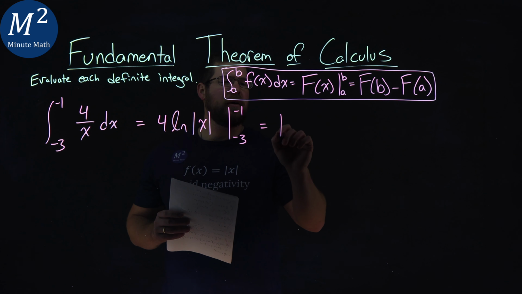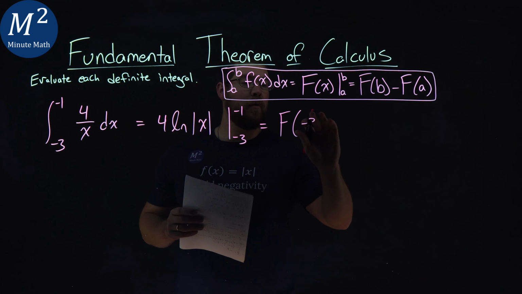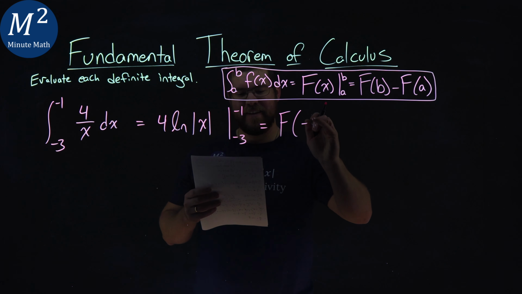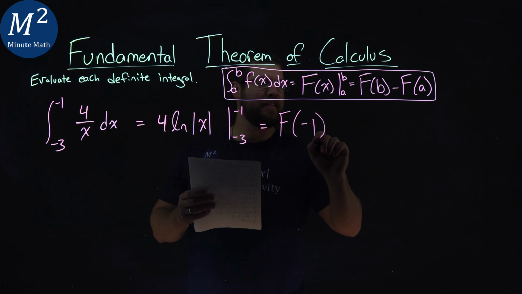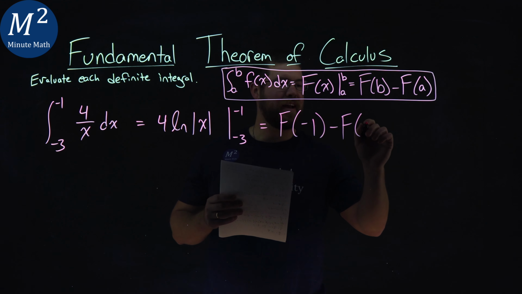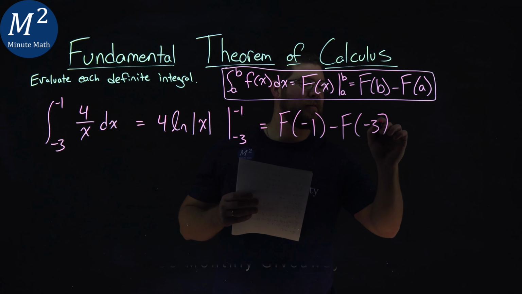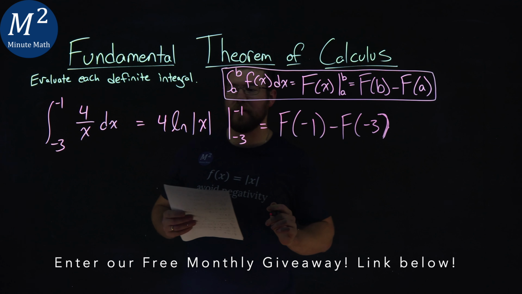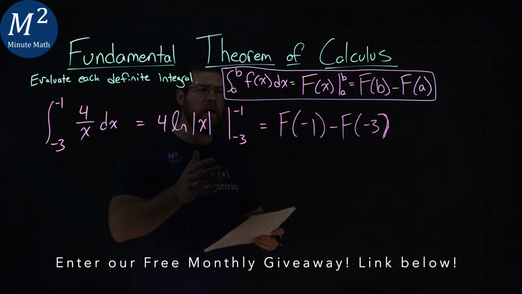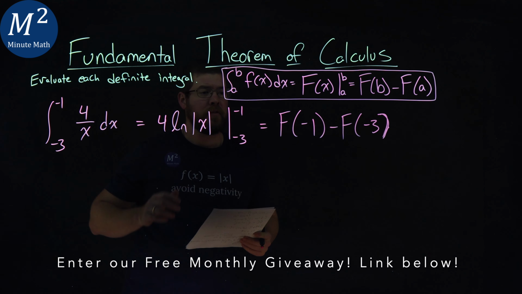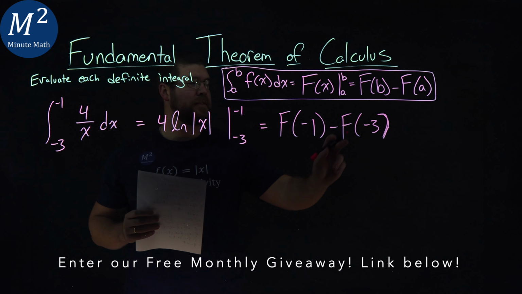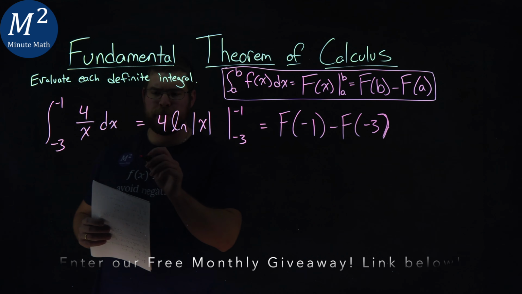Now we know that's going to be our F of -1 minus our F of -3. Now that we have our integral, we're going to plug -1 in for x and -3 in for x and subtract them.